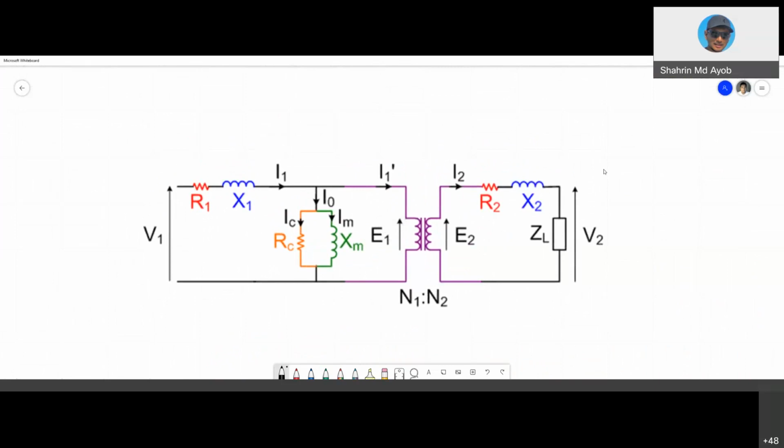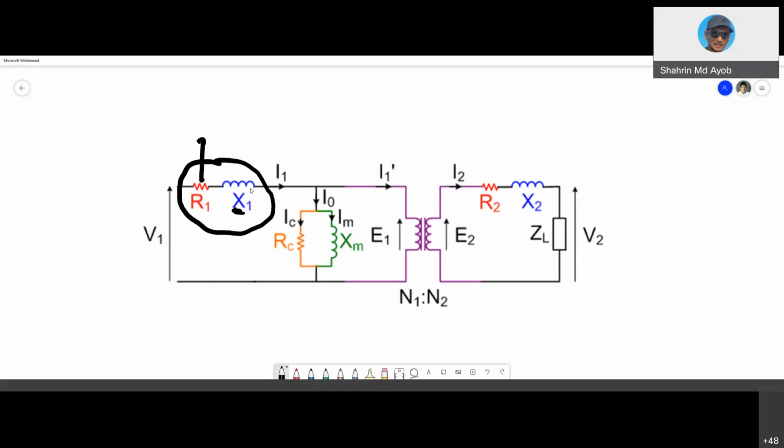So this is actually the equivalent circuit for the transformers. We have R1 and X1. R1 represents the internal resistance of the primary winding, and X1 is the reactance of the winding.